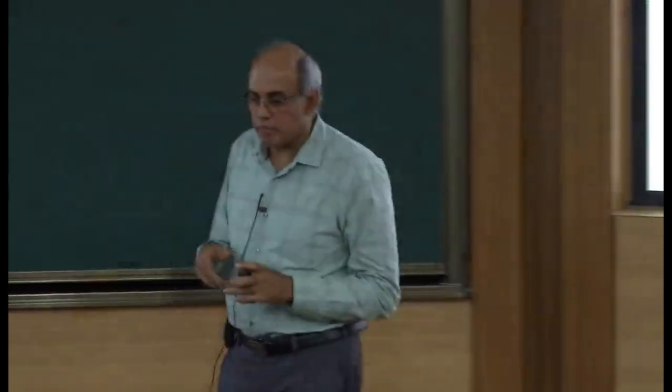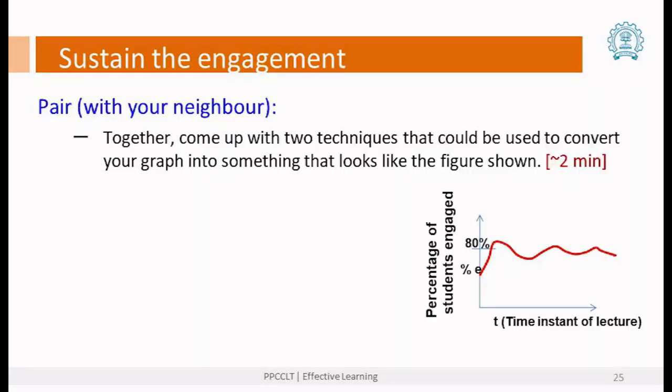So now, let's ask this question. Come up with one technique that can be used to convert your graph into something like this, where this is the 80% engagement level. So 80% of the students are engaged for 80% of the time, in a class of, let's say 100, 200, whatever class you're going to teach. One technique. Maybe talk to each other, since she gave us 5 more minutes.